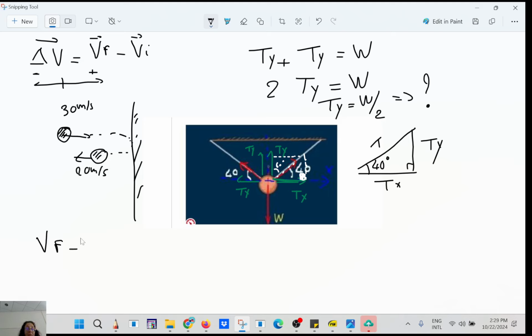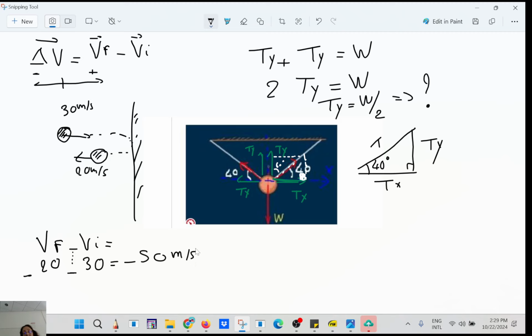So final velocity minus initial velocity. It's going to be what? What is the final velocity? Negative 20 minus, and then initial 30. So that's going to be negative 50.